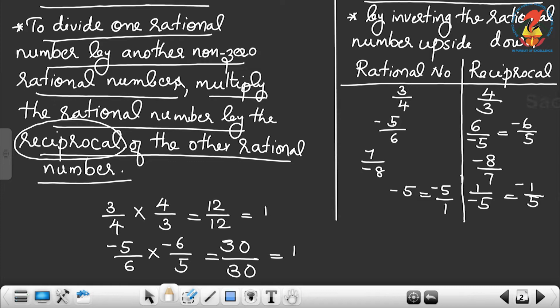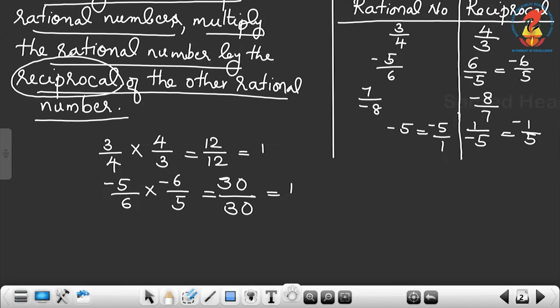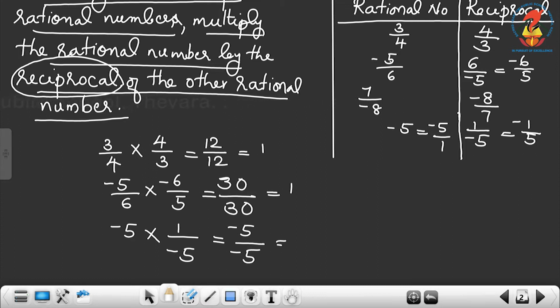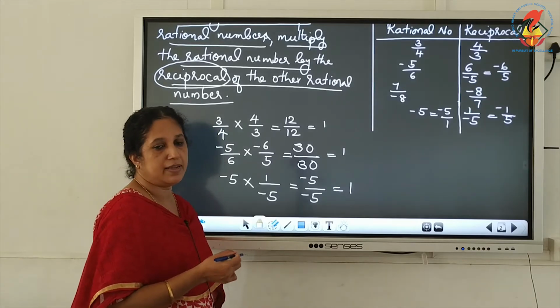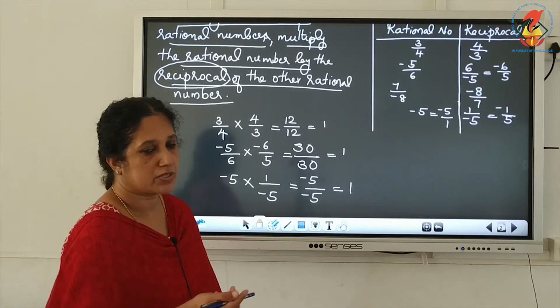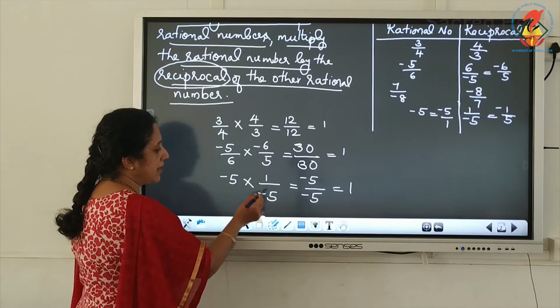Now, we can consider one more example. The last one we can consider negative 5. Negative 5 and the reciprocal of negative 5 is 1 by negative 5. Suppose you write 1 by negative 5 there as the reciprocal. Now, look at that, when you multiply it, negative 5 into 1, negative 5 divided by negative 5 and we will get it as 1. So, what did you understand from this? When you multiply a rational number with its reciprocal, the product is always 1.